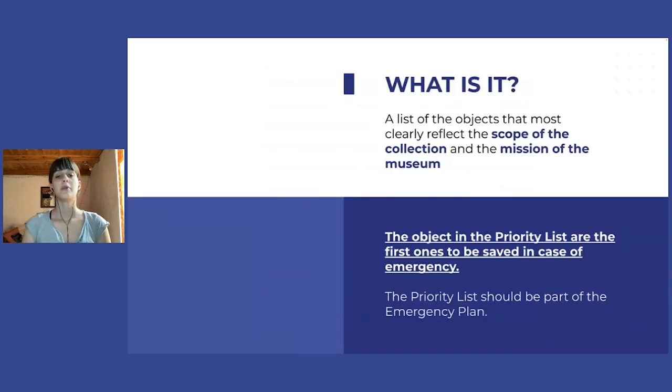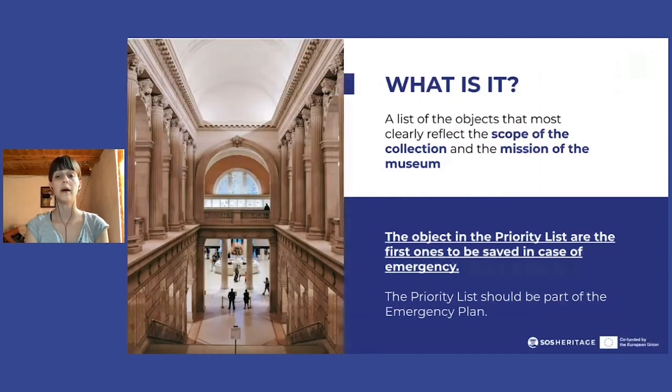So what is a priority list? A priority list is therefore a list of a small number of objects that most of all represent the museum's identity and mission. And for this reason, they are the artworks that must be saved first in case of emergency. So the priority list is a document that should be printed and included inside the emergency plan of a museum so that the emergency teams have the tools to be able to save the most important artworks of the collection.